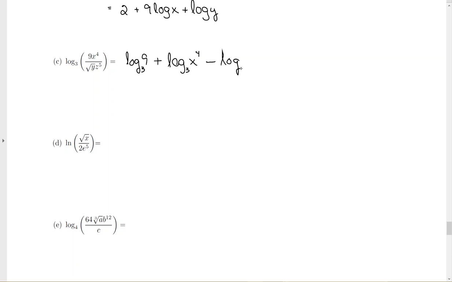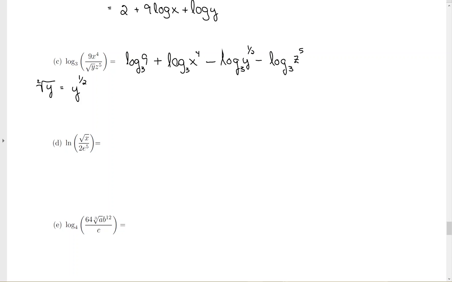Log base 3 of, now the square root of y is nice, but I want a power. And remember, the square root can be rewritten as a fractional exponent. We talked about that earlier, y to the 1/2. And that way I can pull the fractional exponent down. I can't pull a radical in front of the logarithm. That looks just weird. And then minus log base 3 of z to the 5th.